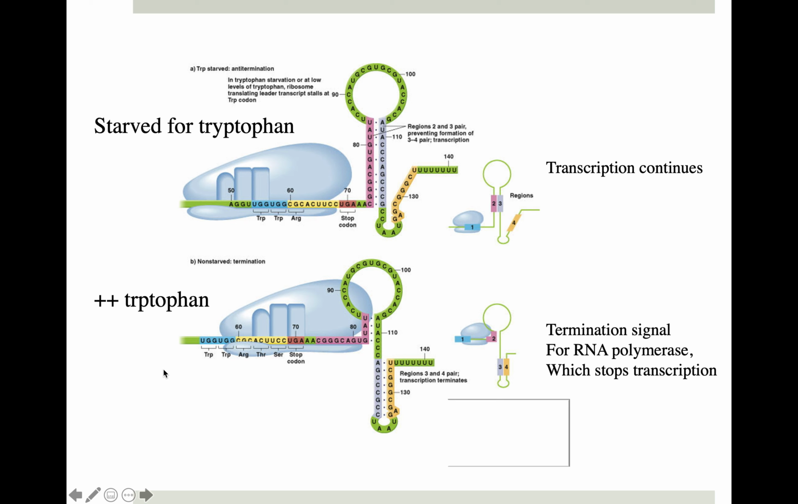But if there is tryptophan, whether low level or high level, usually it's quite low level, what happens is that the ribosome will pass through repeat 1, going through repeat 2, but it basically could not pass through repeat 2 because repeat 3 and repeat 4 will form a loop with one another. So 2 and 3 actually don't form a loop, it's just 3 and 4. This is the termination signal for RNA polymerase, which stops the transcription.